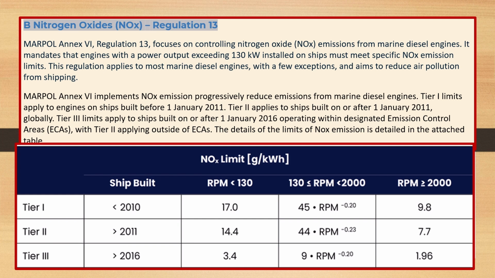MARPOL Annex VI implements NOx emission limits to progressively reduce emissions from marine diesel engines. Tier 1 limits apply to engines on ships built before January 1, 2011. Tier 2 applies to ships built on or after January 1, 2011 globally. Tier 3 limits apply to ships built on or after January 1, 2016 operating within designated emission control areas, ECAs, with Tier 2 applying outside of ECAs. The details of the limits of NOx emission are detailed in the attached.